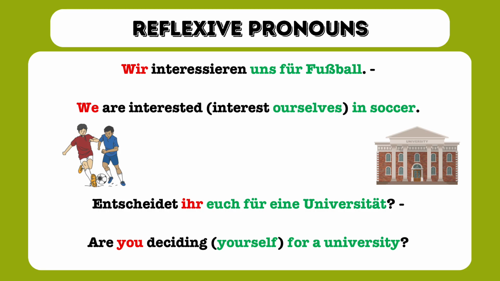Entscheidet ihr euch für eine Universität? Are you deciding for a university? Again, you are deciding for yourself in this sentence, and so we're saying ihr entscheidet euch. You all are deciding for yourself. Since we're deciding for ourselves, we again use the subject and the object as the same person, but one is acting upon the other. So we have nominative case for the subject, ihr, and the accusative case for the direct object, euch. Entscheidet ihr euch für eine Universität?